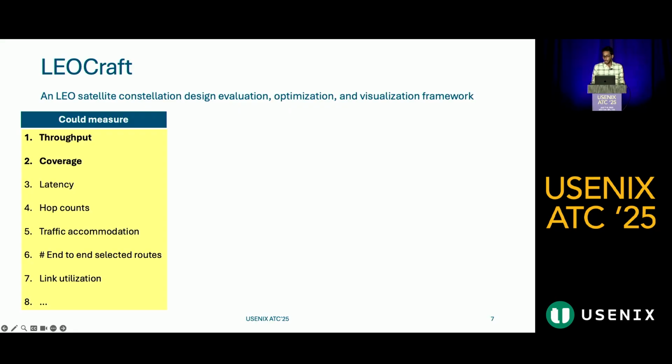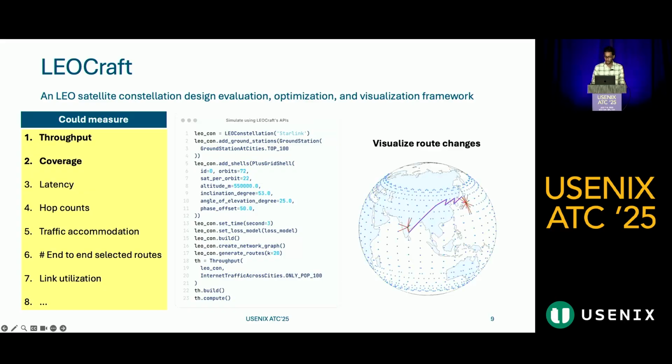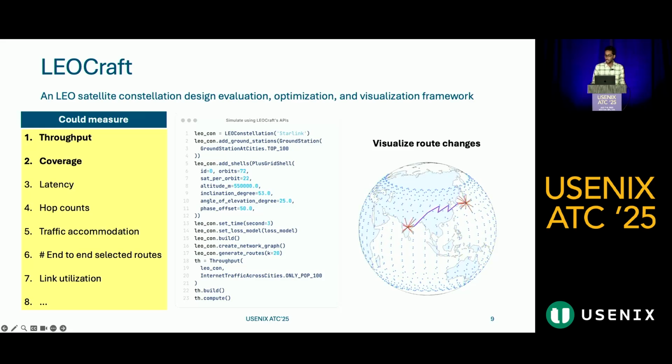LEOCraft measures constellation throughput, coverage, latency, end-to-end hop counts, and many more metrics with such fewer lines of code. The visualization framework of LEOCraft can render the evolution of network topology changes at the granularity of nanoseconds. LEOCraft is fast because it operates at flow level and it computes network measurements from an intuitive model of the LEO constellation. Those formulations of modeling are briefly discussed in the paper. Given the time constraint, I will mostly focus on throughput and coverage metrics.